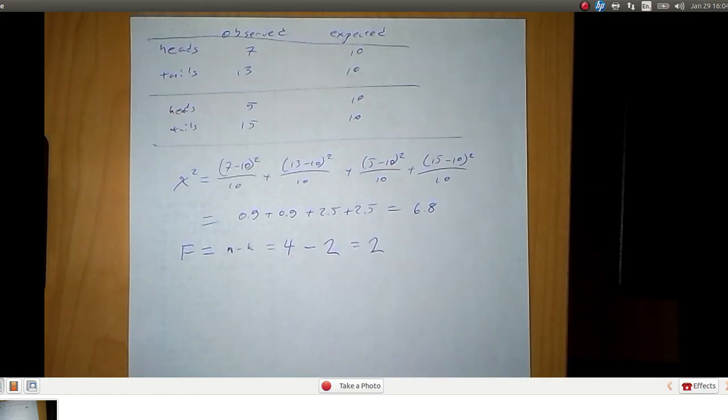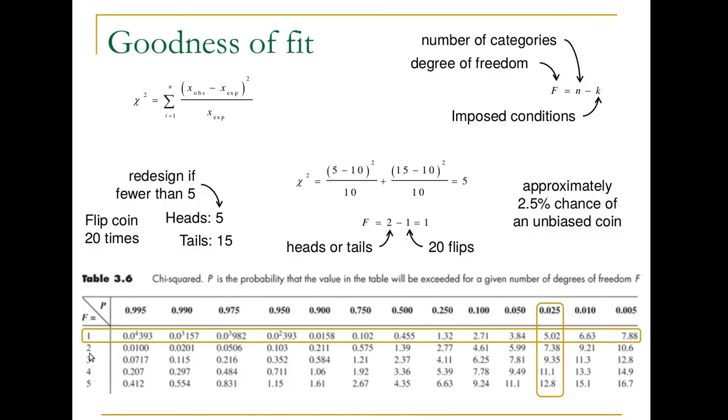Now let's refer to the table. And again, now we're going to use this different row because we have 2 degrees of freedom, and we want to see what the probability of chi-squared being 6.8 is. So we come over here, 6.8. So we're somewhere between 5.99 and 7.38, which means we're somewhere between a 5 and 2.5% chance of an unbiased coin, or a 5 and 2.5% chance that the discrepancies we see were caused by random causes. So again, we're going to reject our theorem that Jimmy is giving us fair coins or unbiased coins.